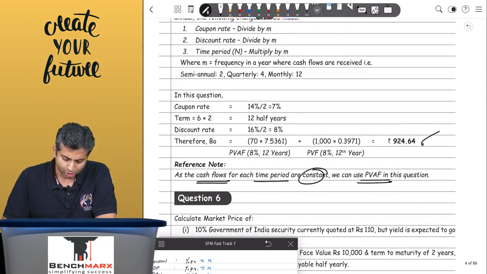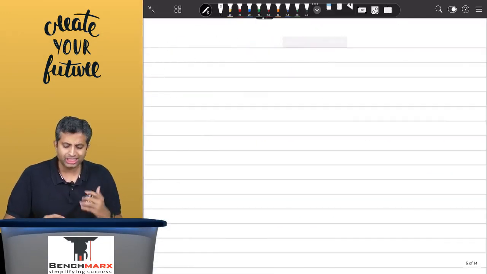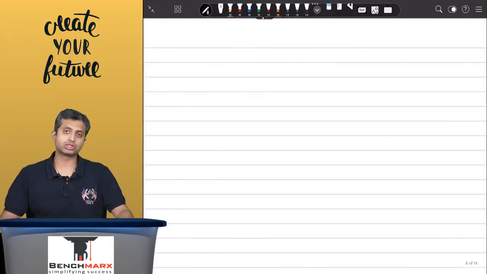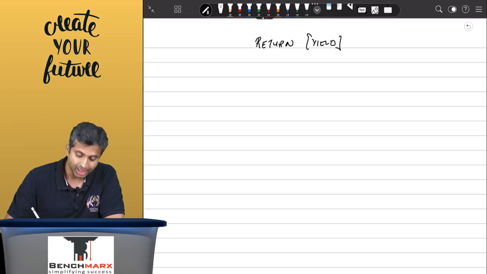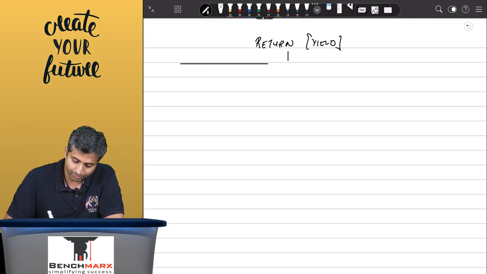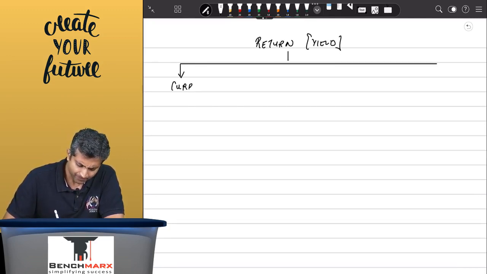Now before you proceed further, we also need to understand something about the measures of return. So the measures of return for a bond, how do you find a return for a bond? These are also called yield. Yield is another word for the measure of return. So there are 3 different measures of return. First, there is something called current yield. Now this is something which is very, very basic.